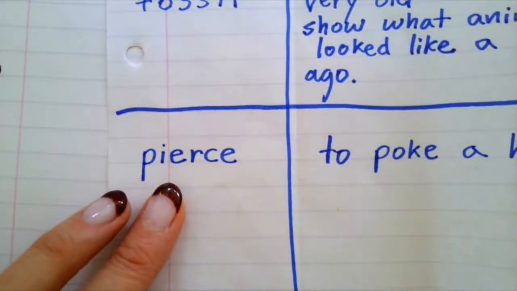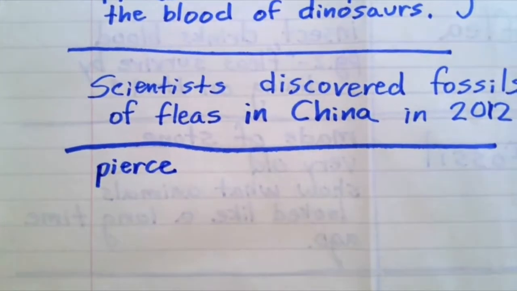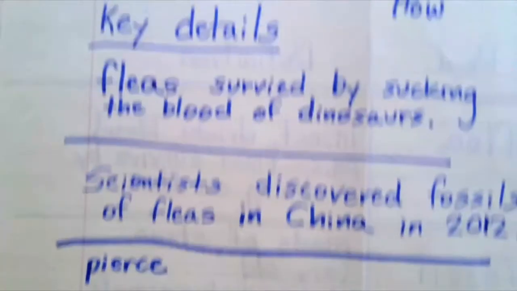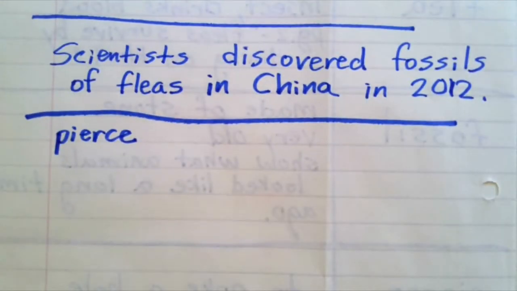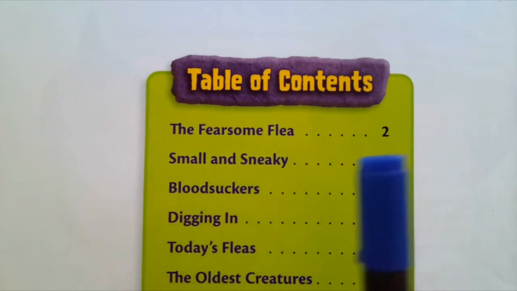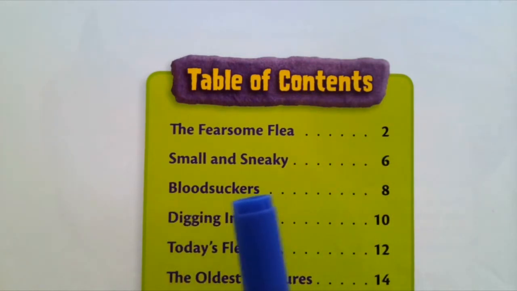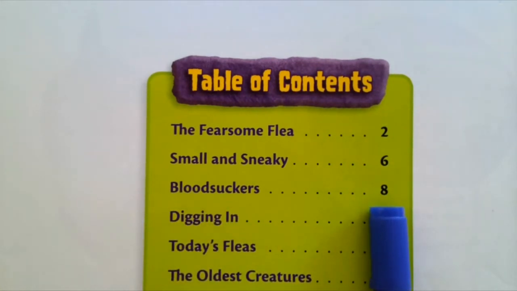We also have the word pierce. We know pierce means to poke a hole. Who and what was piercing what? Let's check the text for evidence. I'm looking at the table of contents, thinking about where I can find evidence about piercing. I kind of remember the fleas were piercing the skin of the dinosaurs so they could suck their blood. Here's a section called blood suckers. Maybe that will tell us. It's on page 8.